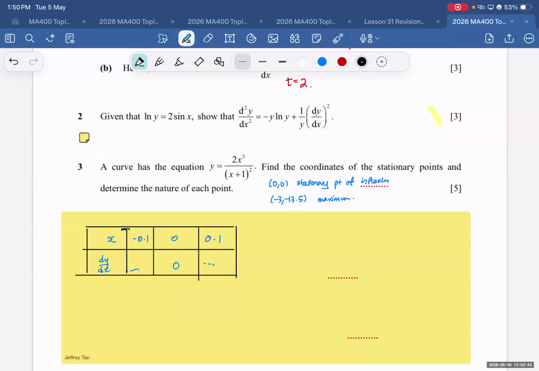How do you get x plus 1 square? Isn't this power minus 2? How do you get this? If you take it out, do you use product rule or quotient rule? Use quotient rule. It doesn't look like quotient rule to me. Look at you doing product rule.